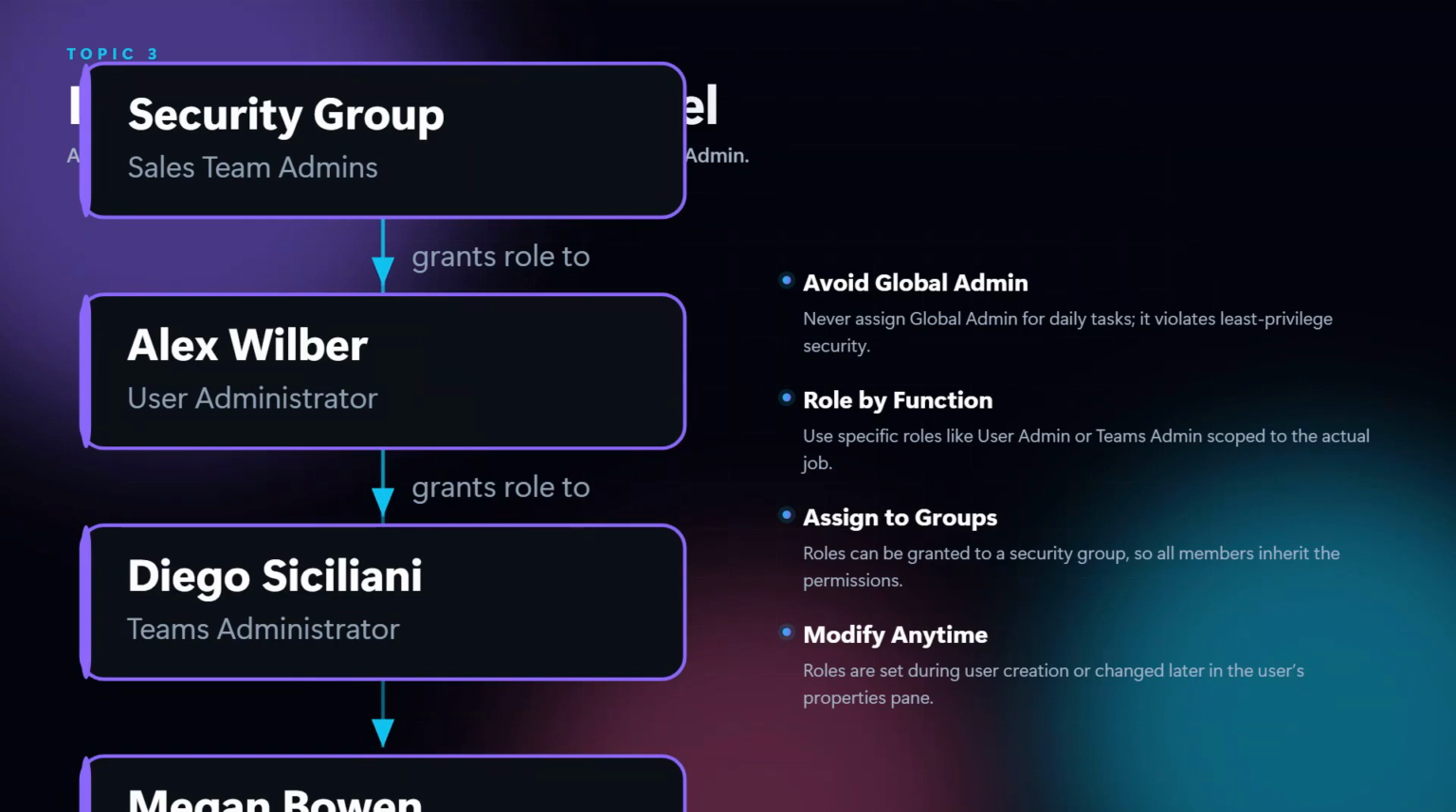The key takeaway: never assign global admin for daily work. By using these specific, least privilege roles assigned to a group, you grant exactly the access needed, and you can modify these assignments anytime in the user's properties pane. Let's put this into practice.